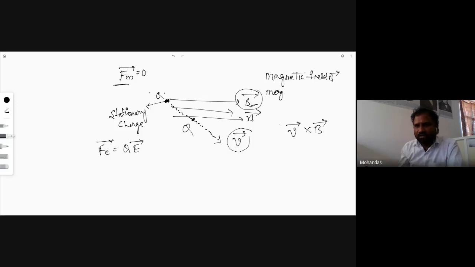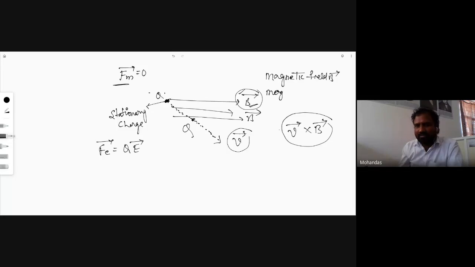So if you take a cross product between the velocity of that charged particle and the magnetic field intensity, then it exerts a force. The force will be developed in that particular charge.